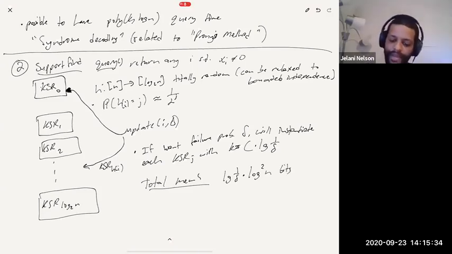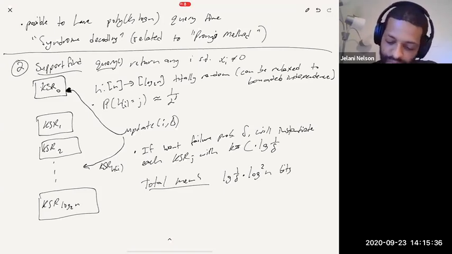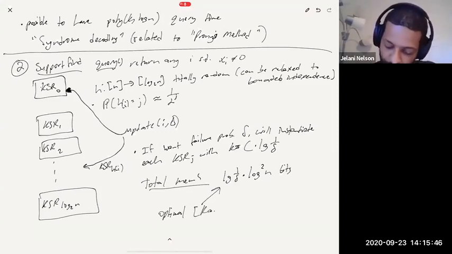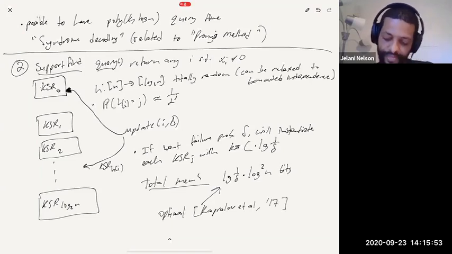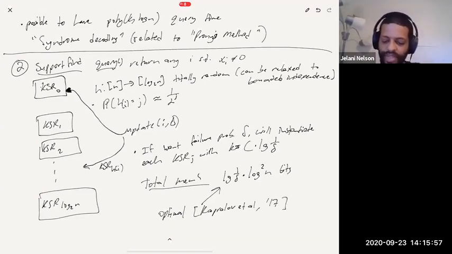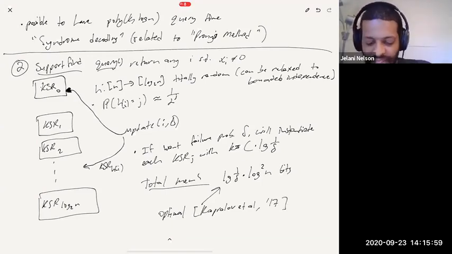Okay. And it's known that even for a support find, this is optimal. And this is a lot of authors. Kapralov et al., 2017. To be more precise, I mean, the thing is that you can solve this.